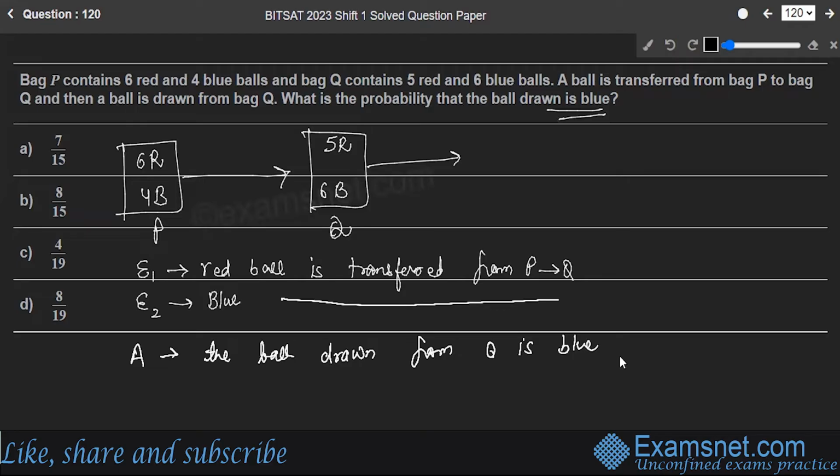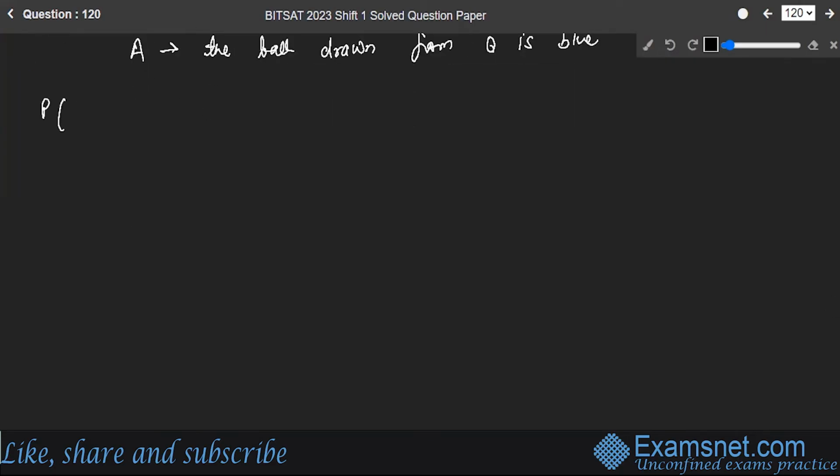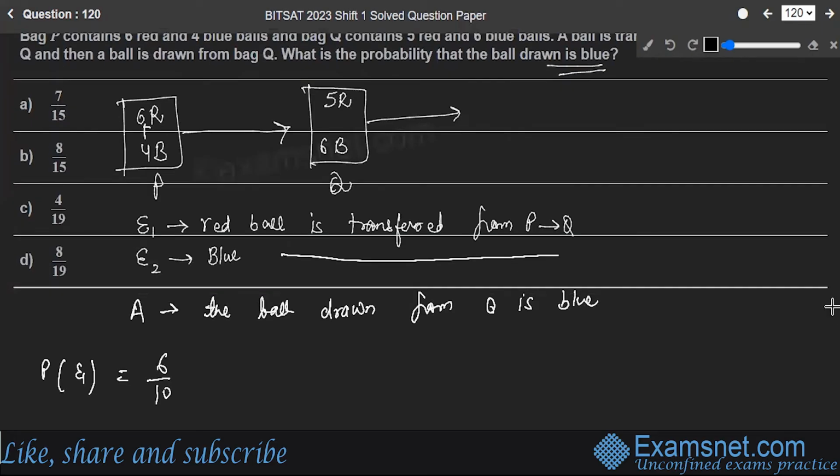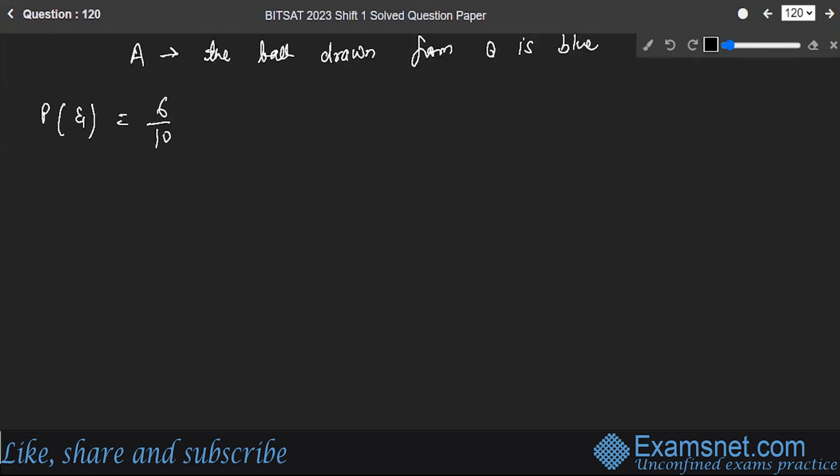Now here, as the bag P contains 6 red and 4 blue balls, the probability of event E1 to happen is 6 upon 10, because the total balls are 10, 6 plus 4. Here, 5 plus 6 is 11. Similarly, the probability of event E2 to happen is 4 by 10, which is equal to 2 by 5, and this is equal to 3 by 5. Now let's note that E1 and E2 are mutually exclusive and exhaustive events.